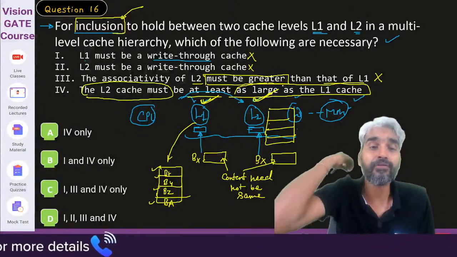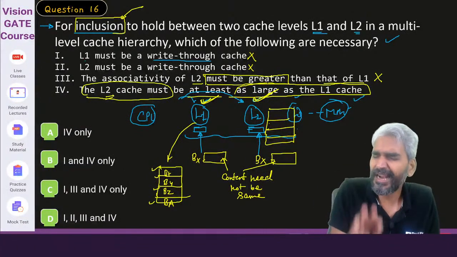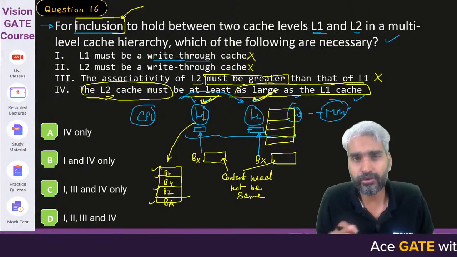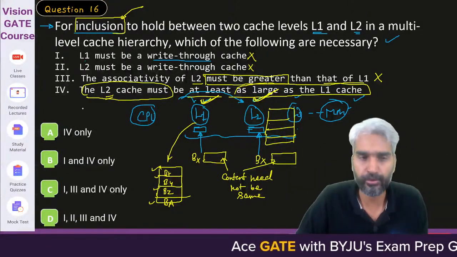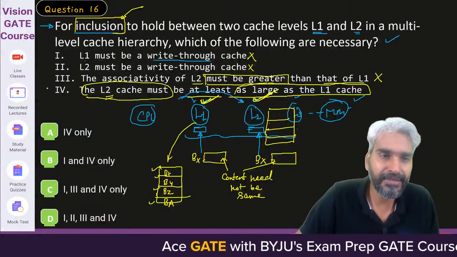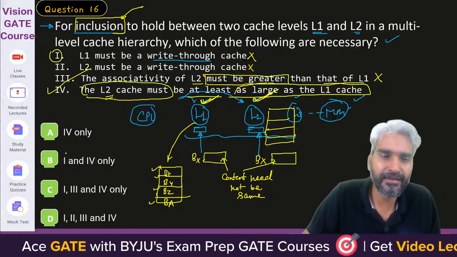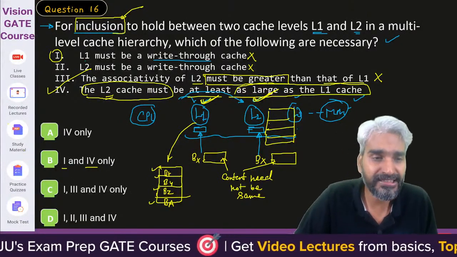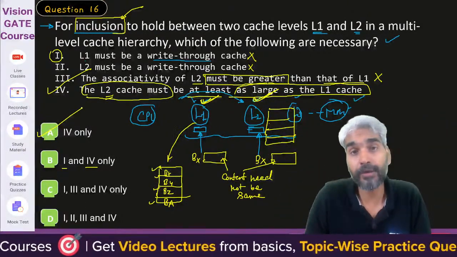This is the only requirement, that the size of L2 cache should be at least as large as the size of L1 cache, so that you can store all the blocks in L1 as well as in L2. So the only correct statement is statement 4. The general misconception is with respect to 1. Therefore, to confuse you, 1 and 4 is also given, but the correct statement is only option A. Correct answer is only option A.